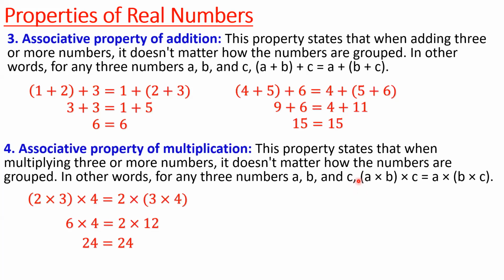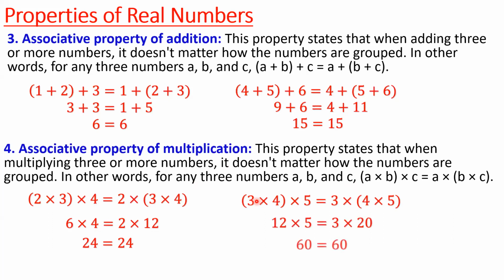Willon, where's Willon? Yes, sir. Let me ask the question. What is 3 times 4? Pardon me? What is 3 times 4? 12. 12. And what is 12 times 5? 60. 60, very good. What is 4 times 5? 20. 20. What is 3 times 20?